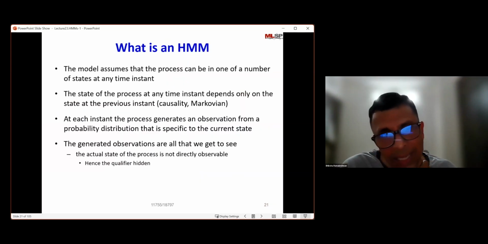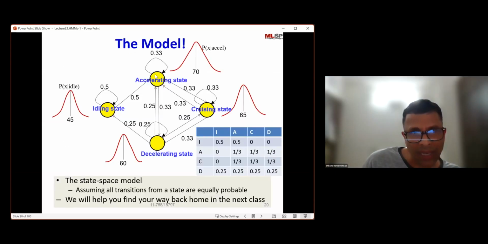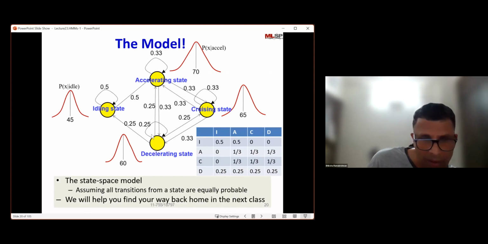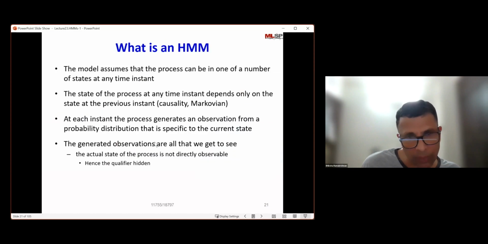So the model assumes that the process can be in one of a number of states at any time, and the state of the process at any time depends only on the state at the previous instant. So basically, if you're currently decelerating, it doesn't matter how you came to be decelerating. It doesn't matter whether you were accelerating earlier or cruising earlier or even decelerating even earlier. All that matters is that you are currently decelerating, and that decides the future, right?